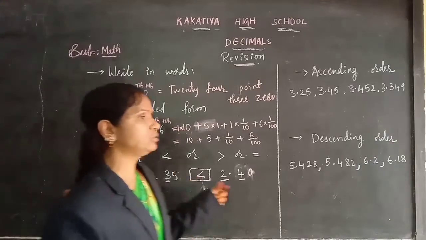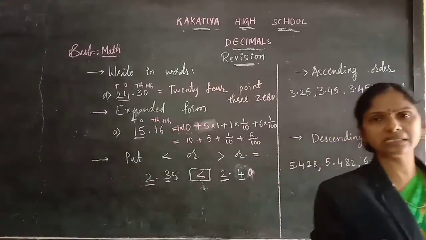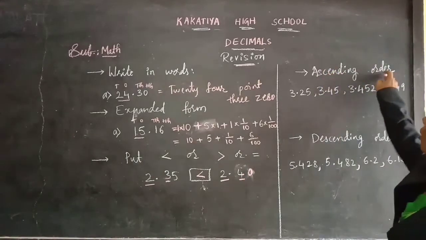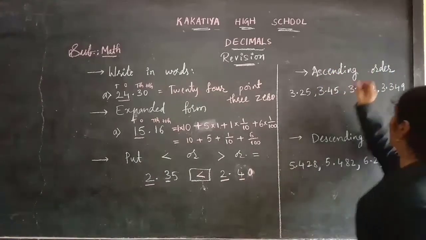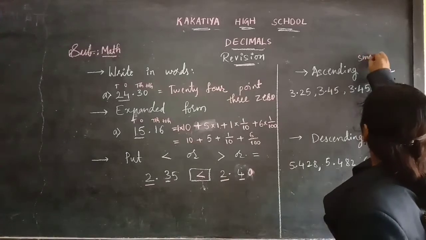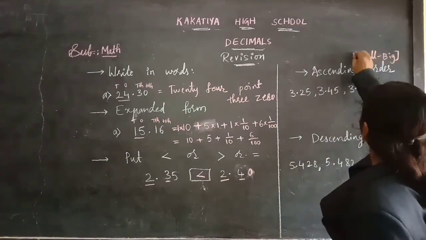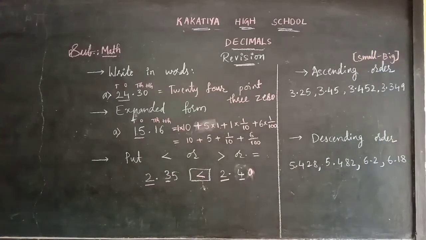First you need to change the given numbers into like decimals. Later you should compare. Now coming to the ascending order. Ascending order means what here? Small to big. We should arrange the given numbers from small to big.